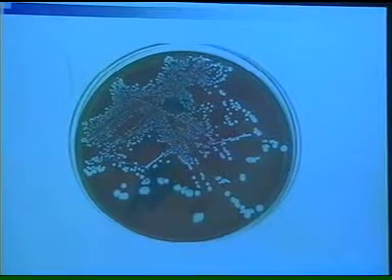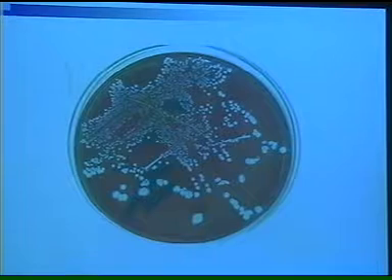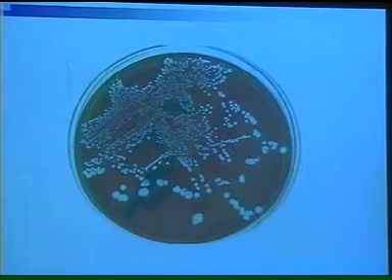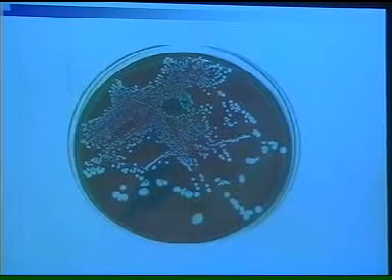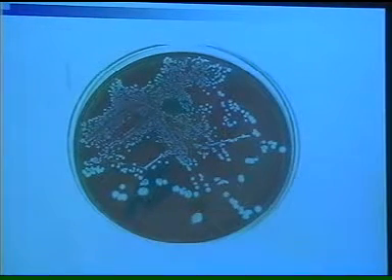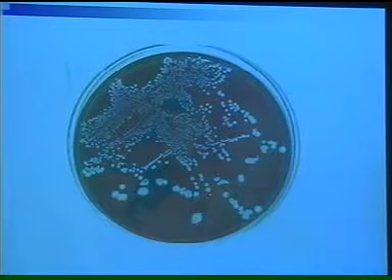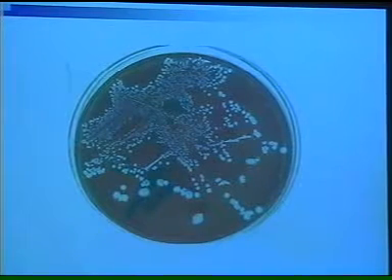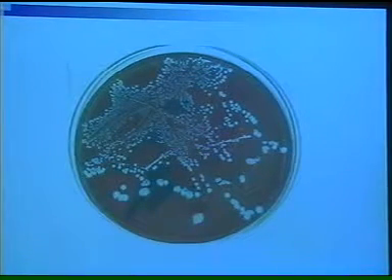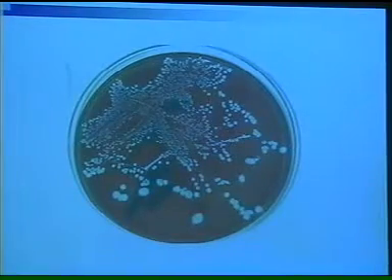The way they do it is that they have a calibrated loop. They dip it in the urine and plate it. That loop carries 0.001 ml of urine. So one colony represents 1,000. So if there are 100 colonies on the urine plate, this denotes that the colonies are more than 100,000.